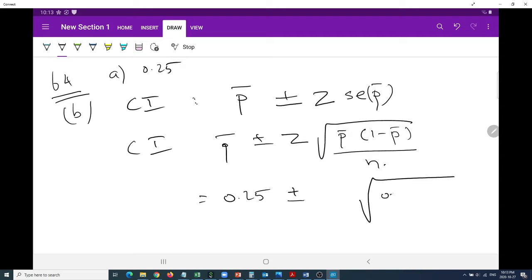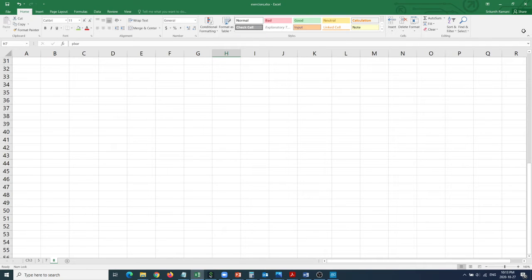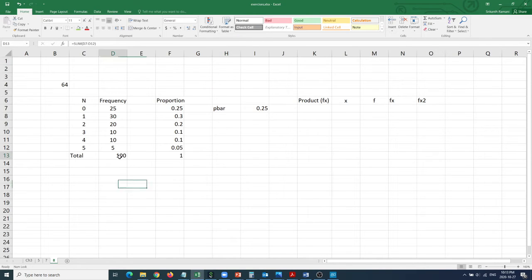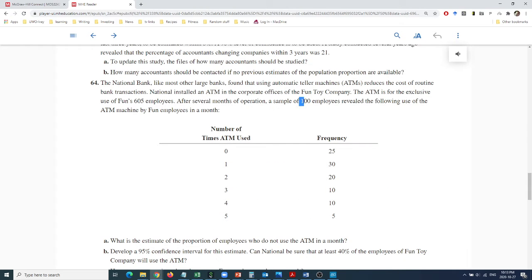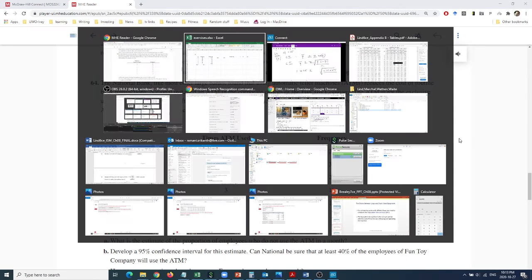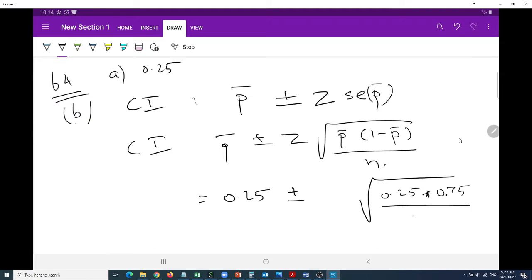It would be 0.25 times 0.75 divided by n. And what is your n? n was 100 employees, for example, over here, a sample of 100 employees, and that's this 100 over here. And so what is your Z value?